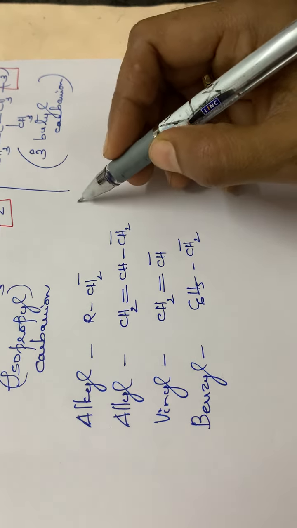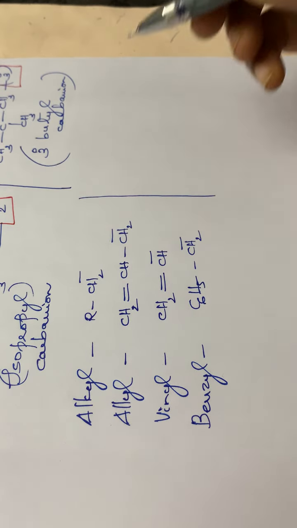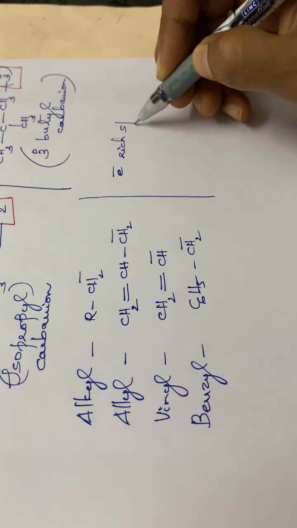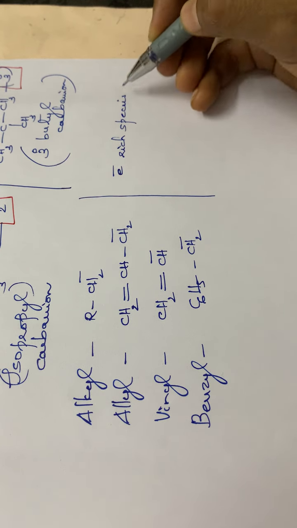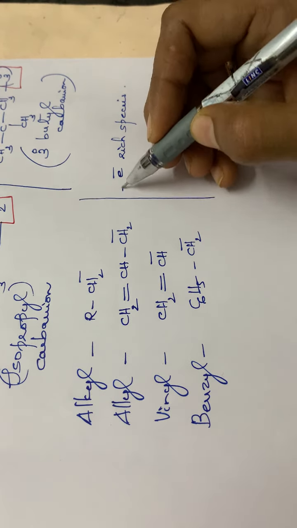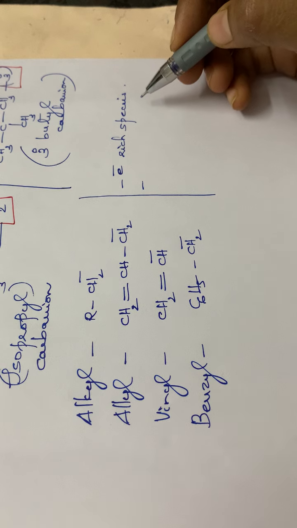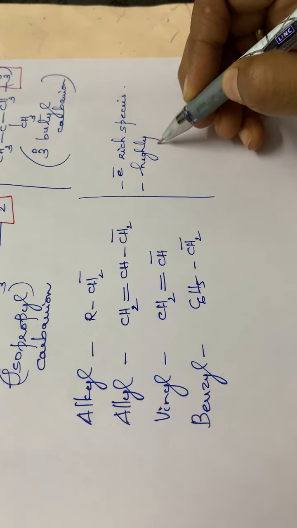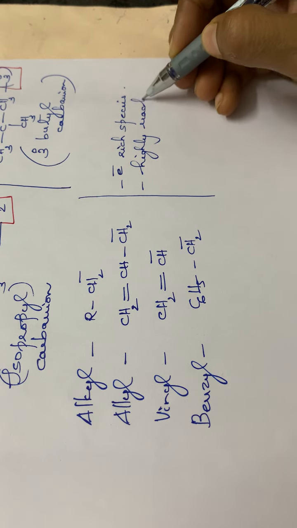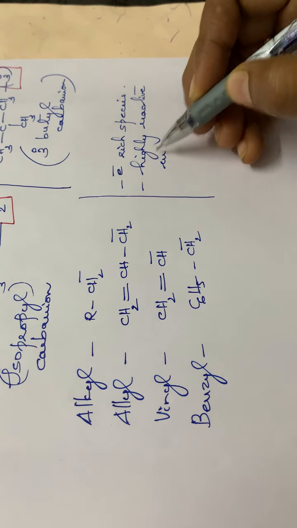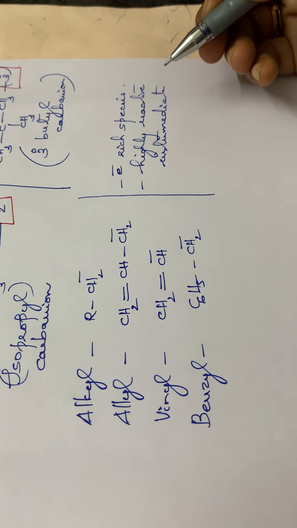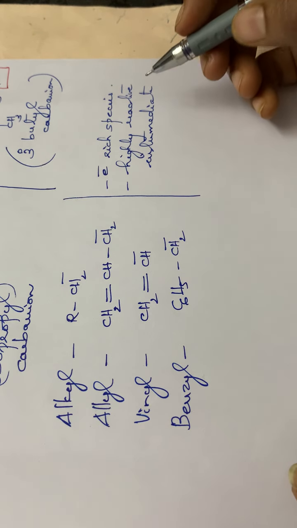In all these cases they are having a negative charge. That means they are electron rich species, isn't it? Carbanions are electron rich species, and even though they are electron rich, they are highly reactive intermediates. Highly reactive also, then highly unstable also.